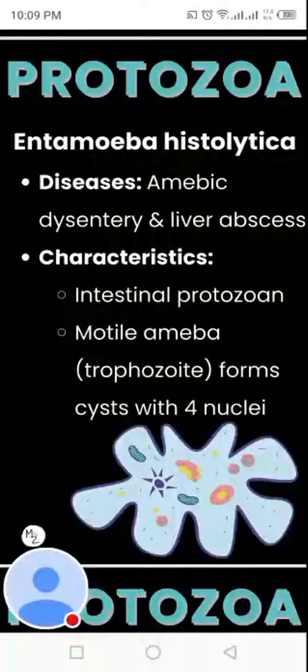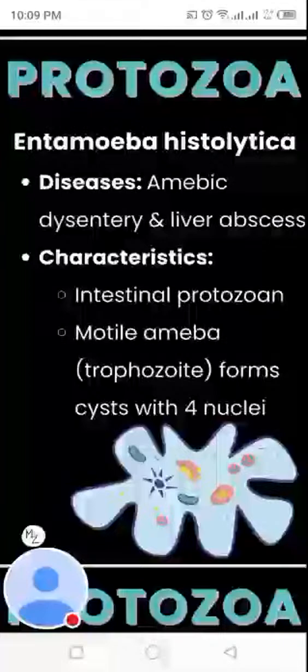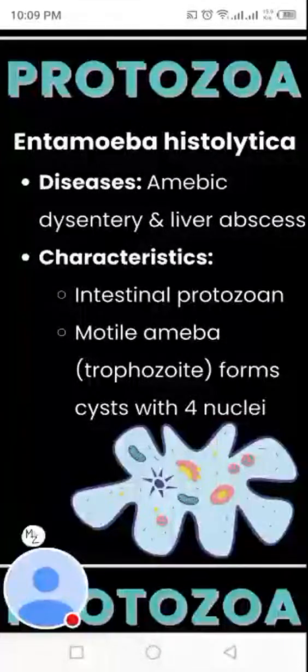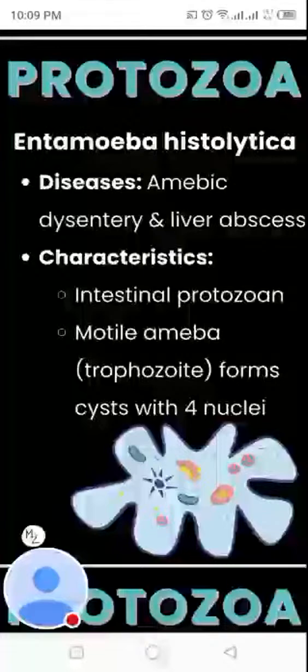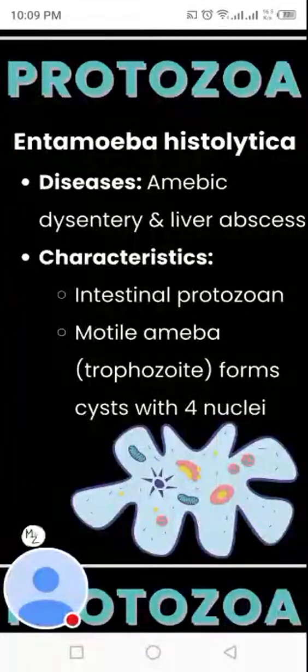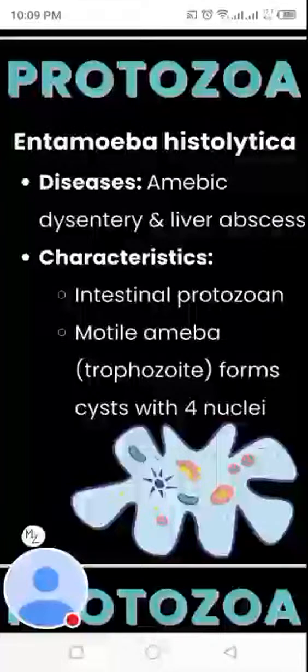This is a picture of the trophozoite of Entamoeba histolytica. It moves with pseudopods, that's why it is motile. And it is irregular in shape. It has different organelles in it, like mitochondria, Golgi apparatus, and others. But the cyst is circular in shape. It has a rigid wall around it that makes it resistant to environmental conditions. That's it for this slide.